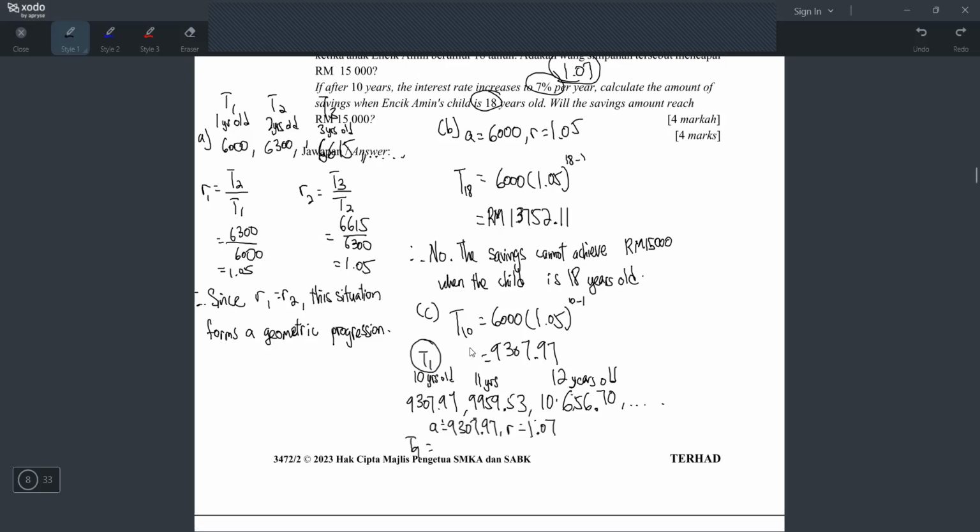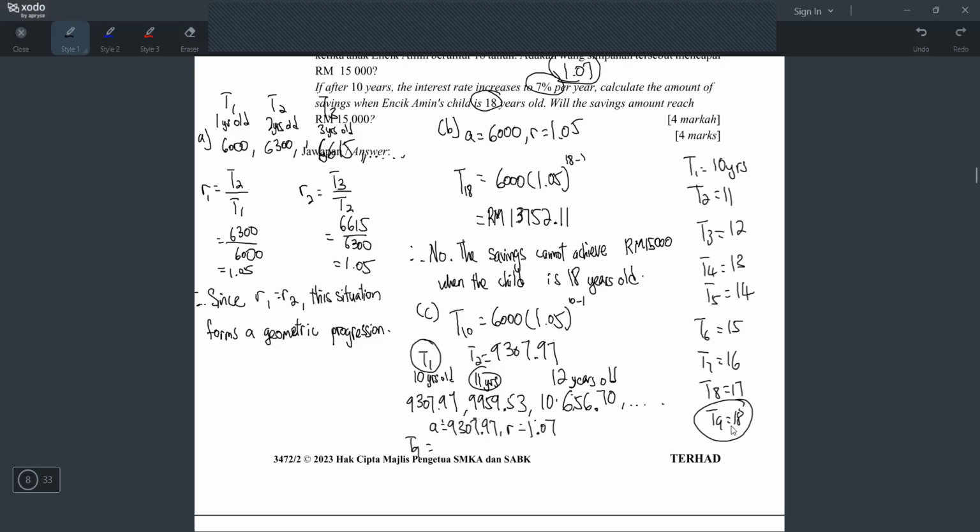When 11 years old, that's when it will be T2, right? So T1 is when he's 10 years old. T2 will be when he's 11 years old. T3 will be 12 years old. T4 will be 13 years old. T5 will be the value of savings when he's 14 years old. T6 will be when he's 15 years old, savings. T7 will be 16 years old. T8 will be 17 years old. And T9 will be when he's 18 years old.